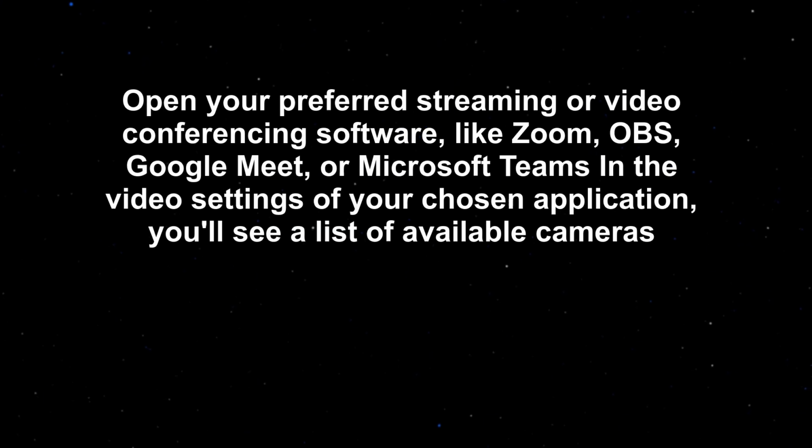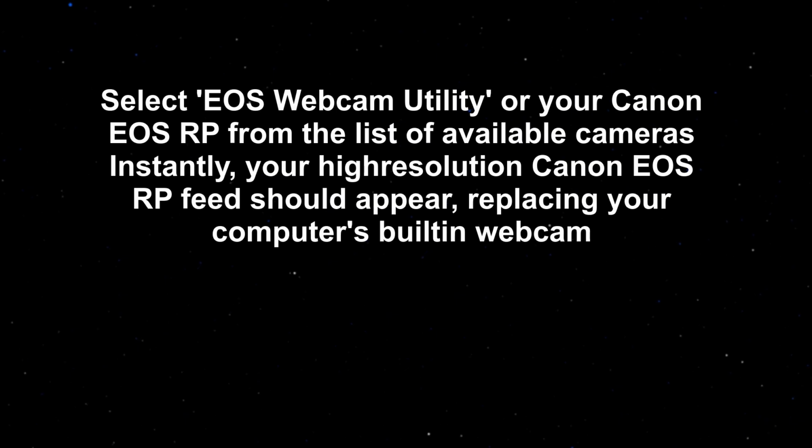Open your preferred streaming or video conferencing software like Zoom, OBS, Google Meet, or Microsoft Teams. In the video settings of your chosen application, you'll see a list of available cameras. Select EOS Webcam Utility or your Canon EOS RP from the list of available cameras. Instantly, your high-resolution Canon EOS RP feed should appear, replacing your computer's built-in webcam.